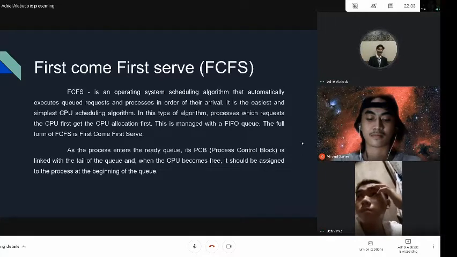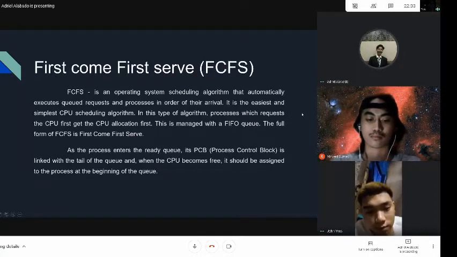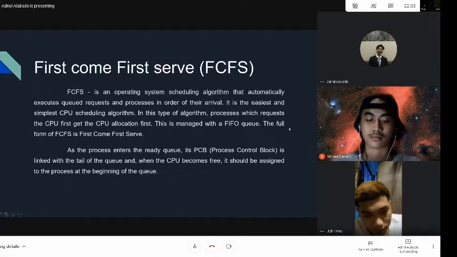As the process enters the ready queue, its PCB, which is the process control block, is linked with the tail of the queue, and when the CPU becomes free, it is assigned to the process at the beginning of the queue.